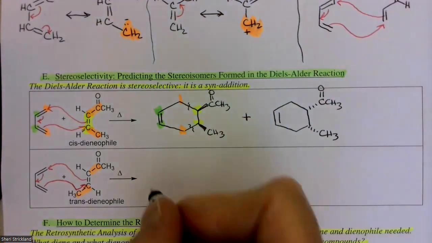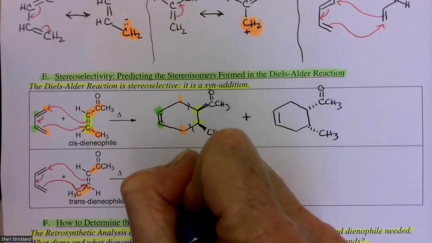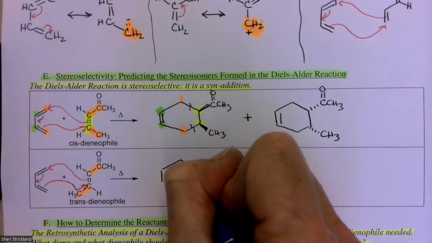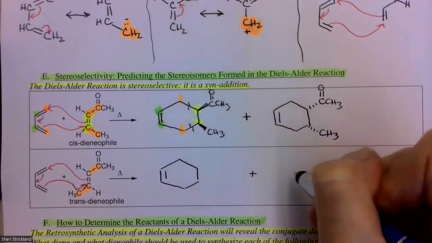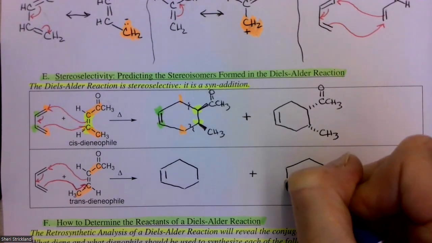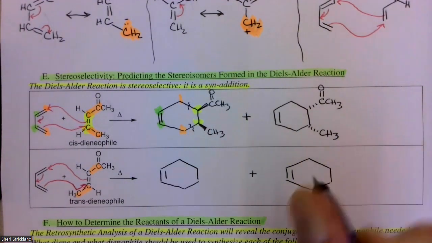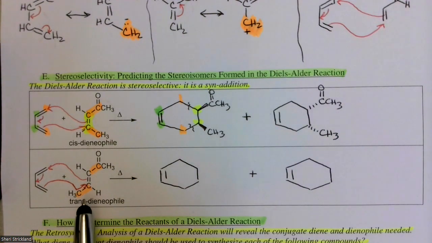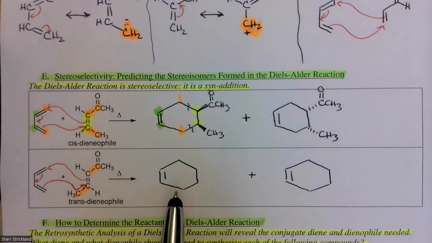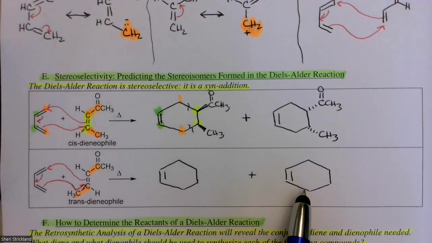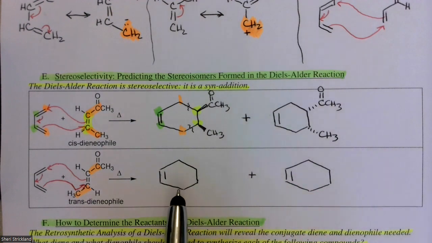All right, so if we do the trans counterpart, you know that both of them are going to start like this. The question is, where did these guys go? I want you to put them into both of these two stereoisomers, and then take a look at this and tell me if this reaction is stereospecific or not. So pause the video and do those things, and then come on back.